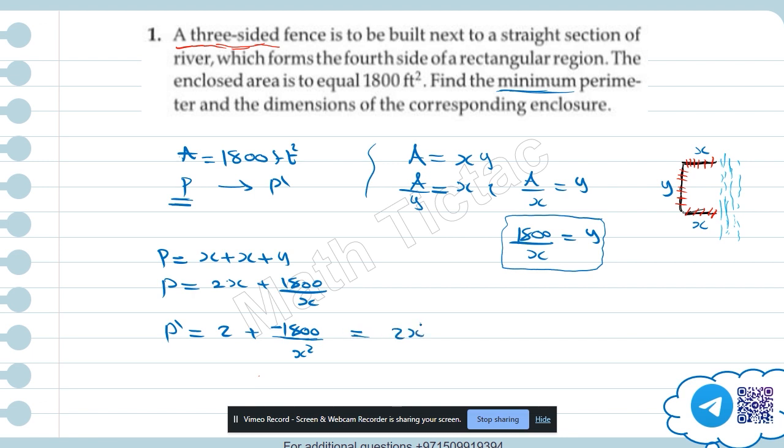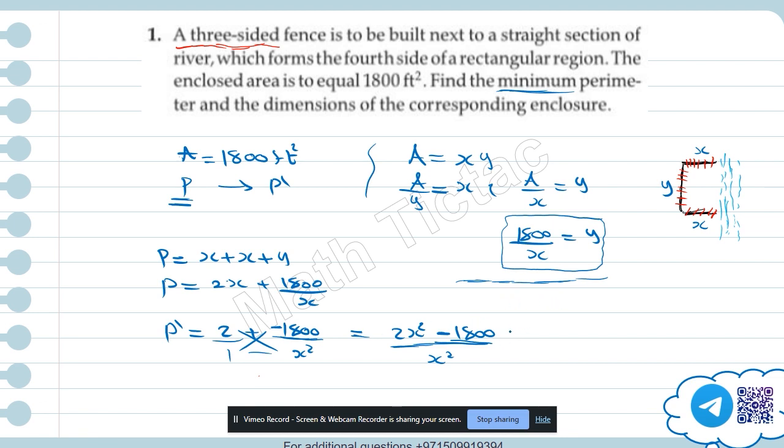So this is 2x squared minus 1800 divided by x squared. So now for finding the increasing and decreasing intervals, I'm just solving the same as what we've done in the critical numbers part.